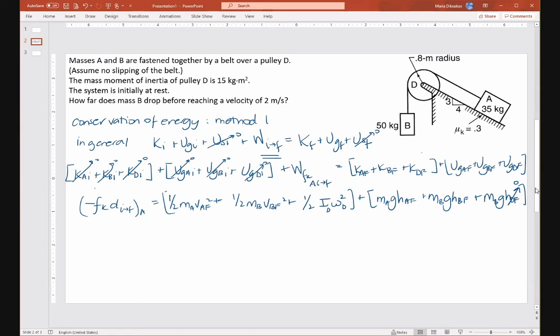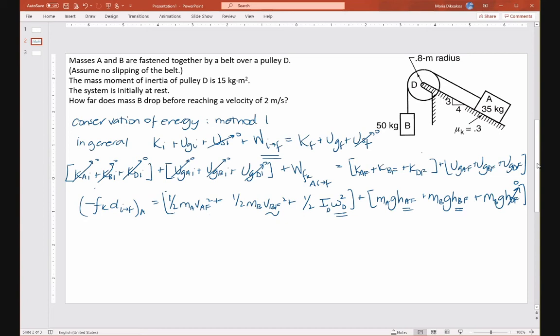Now, as we go along here, if we look at all of this, we don't know vAf. We don't know this. We do know vBf because it's 2 meters per second. We're given that value. We don't know omega D. We don't know as yet the final height of block A. We don't know the final height of block B. In fact, we need to find this. Now, I said that we don't know vAf and omega D. In a way, we do know vAf and omega D. We're just not given that information.